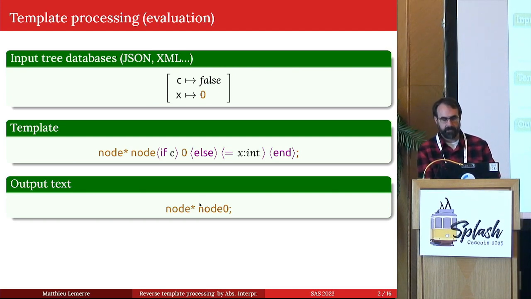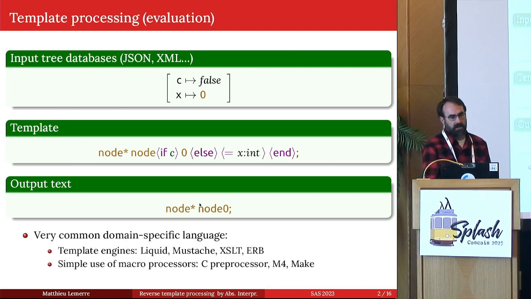So this is something which is very, very common. You have that, for instance, to produce HTML documents on the web. You also have XML transformers like the XSLT language. And you can also think of the C macro processor as doing this. It takes as an input some file and it outputs some preprocessed C file. So very, very common.